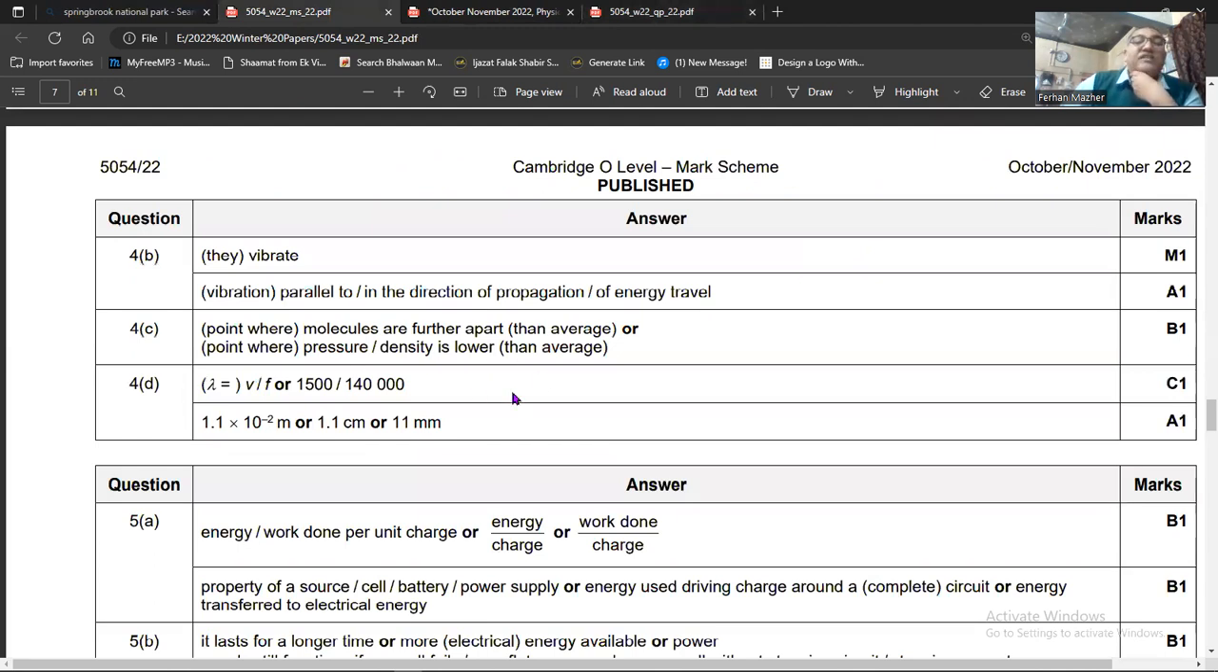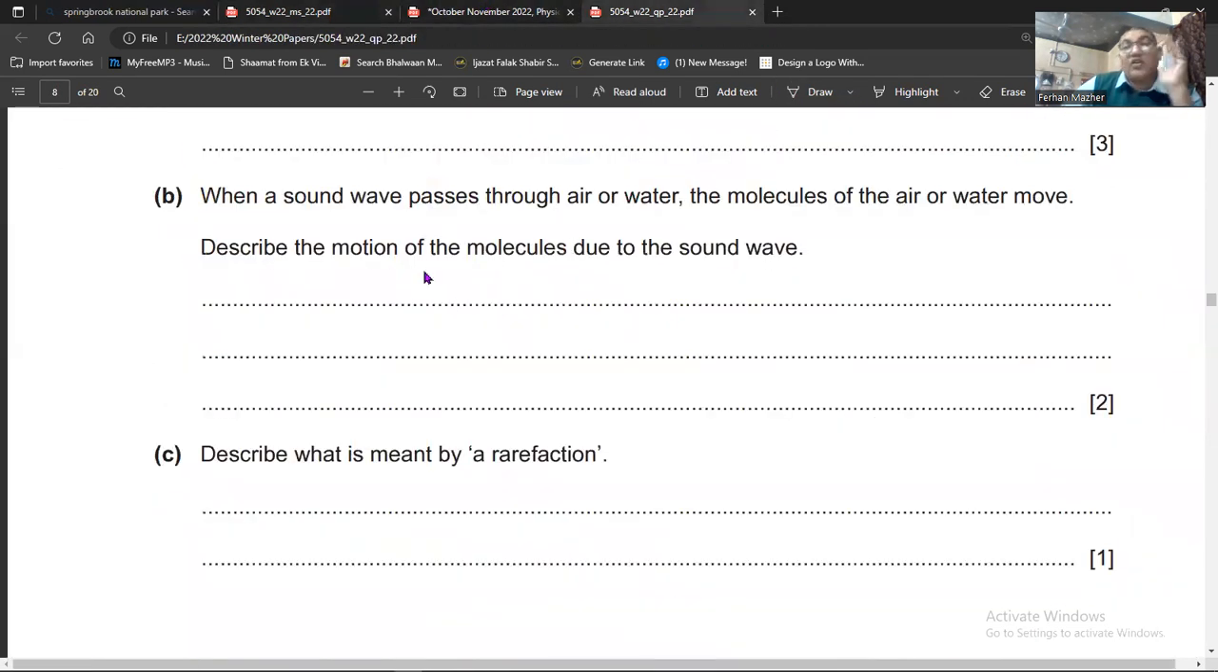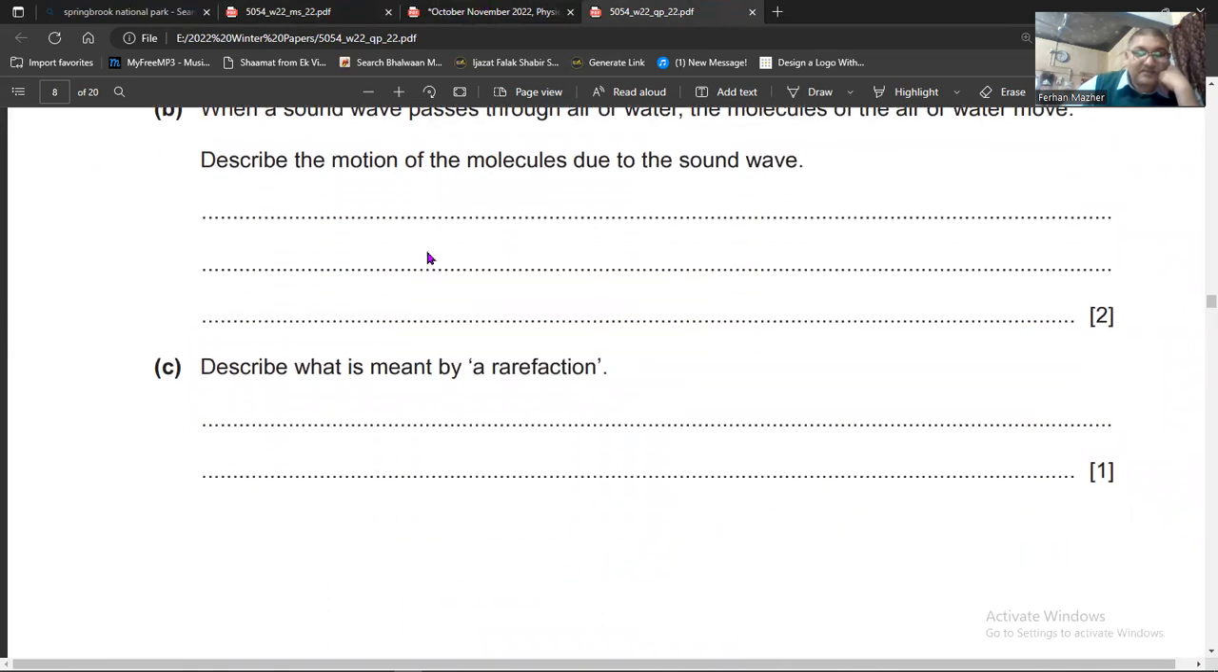A point where molecules are further apart than average, or a point where pressure or density is lower than average. Yeah, I use the word pressure, you can use the word density also.